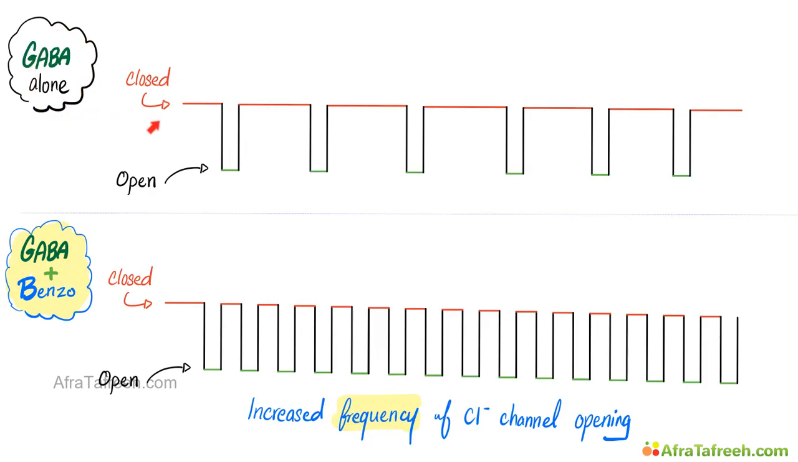Here is GABA alone. Here is a closed channel. Here is when it opens. Closed, and then it opens. Closed, it opens. But look at GABA plus benzo. Oh, these are the 2 keys together. Open, open, open, open. I increased the frequency of chloride channel opening. They are opening more often. I'm increasing the number of openings per second.